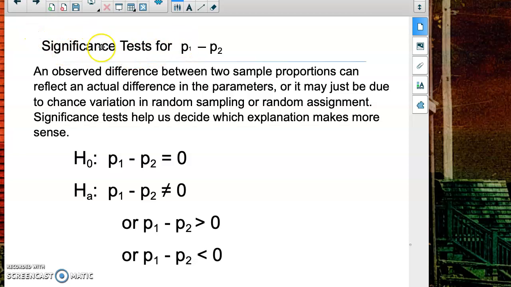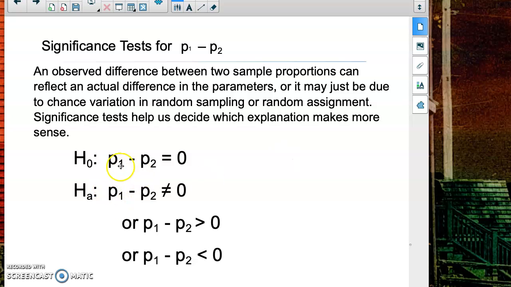So when we do significance tests or hypothesis tests for a difference, we usually start by saying P1 minus P2, the difference between the two proportions. An observed difference between two sample proportions can reflect an actual difference in the parameters, or it may just be due to chance variation in the random sampling or random assignment to treatments. A significance test will help us decide which explanation makes more sense, but of course it does not give us a definitive answer.